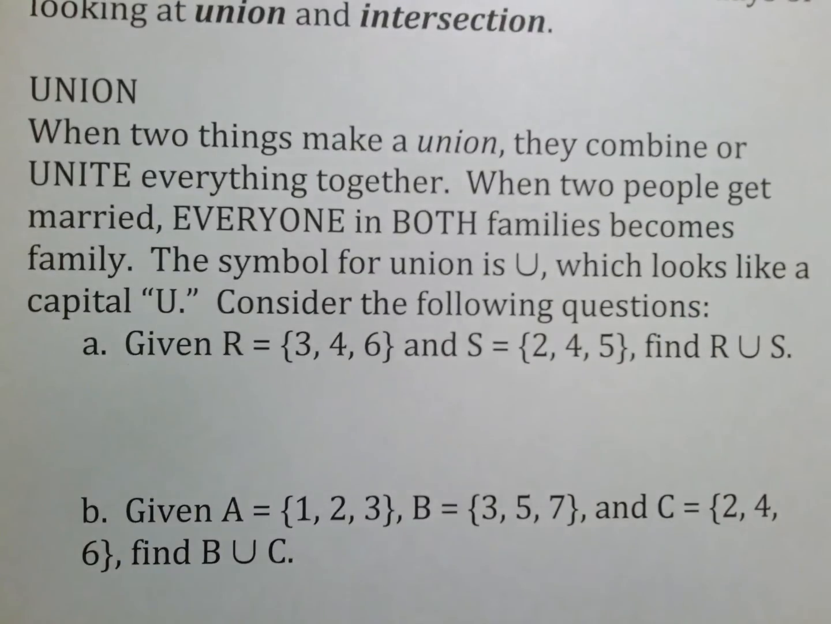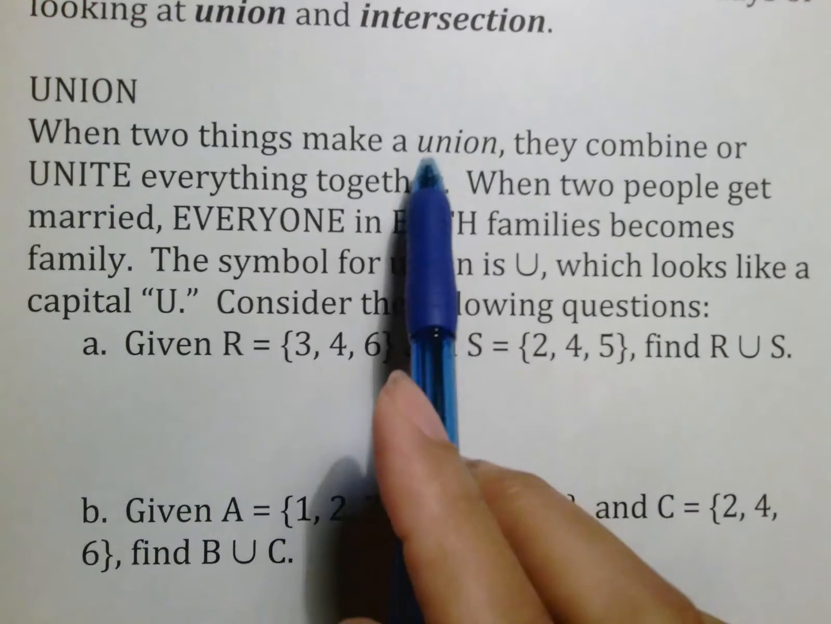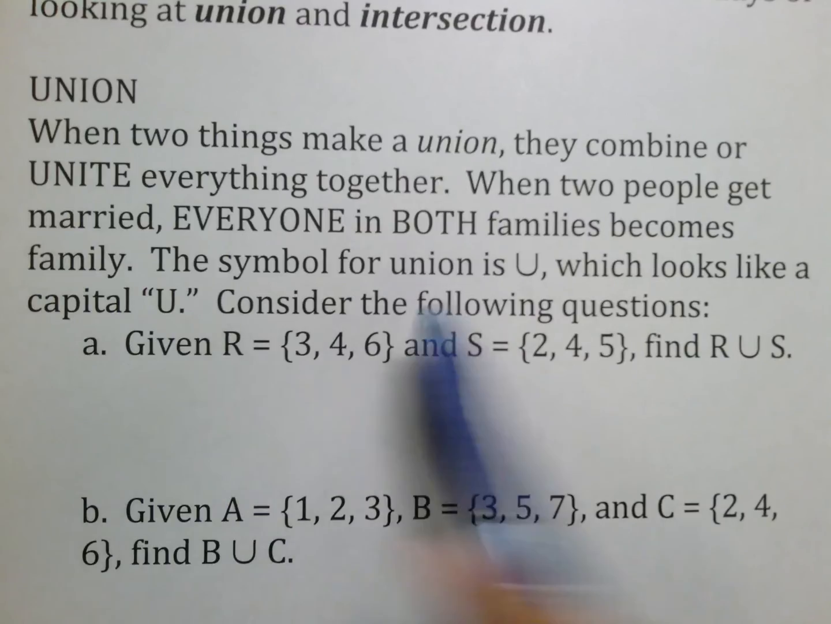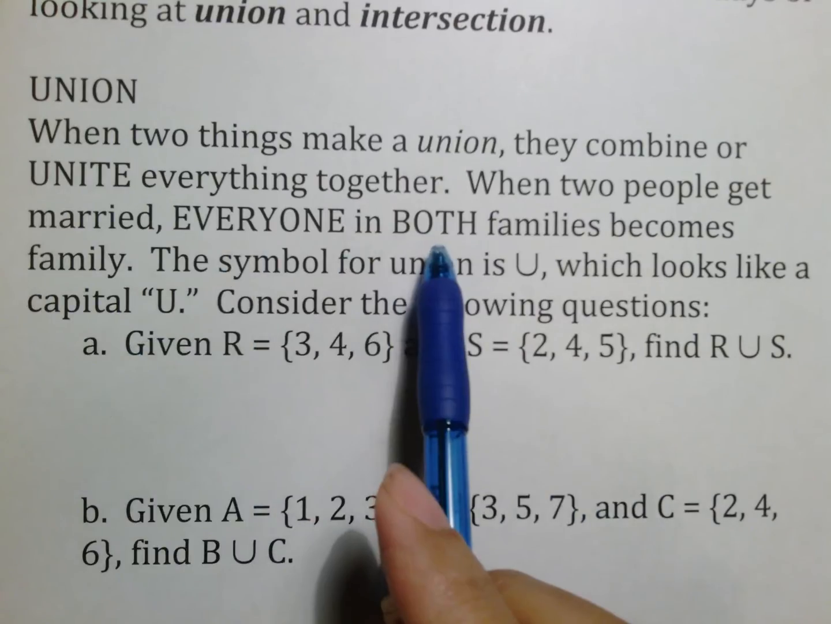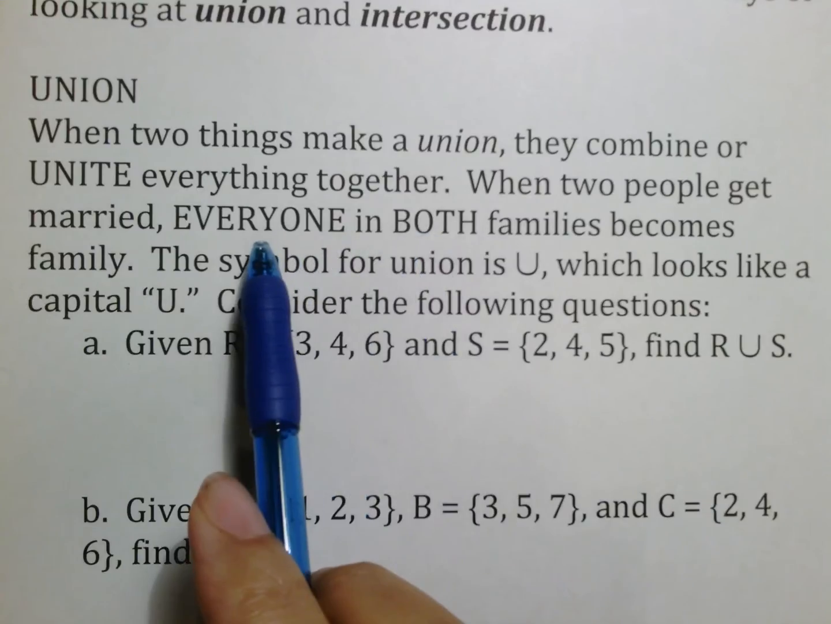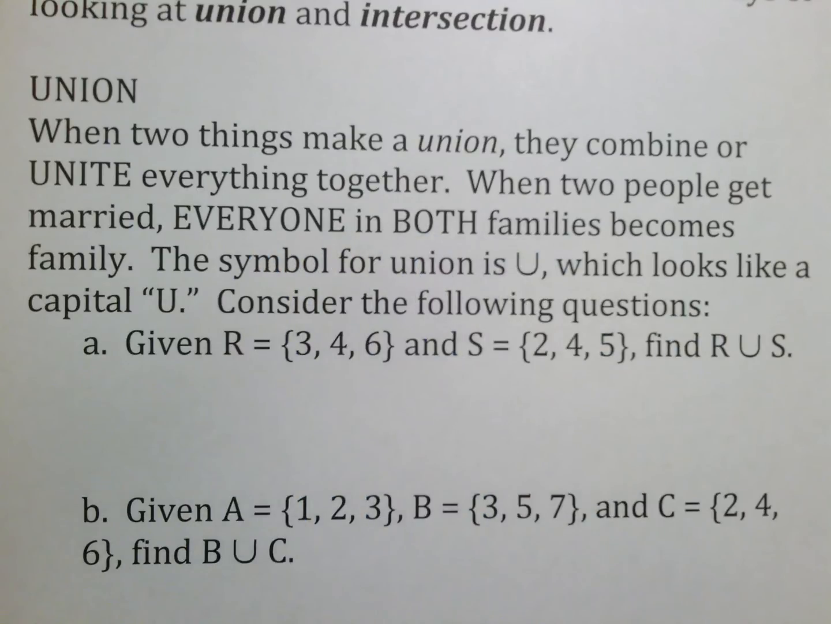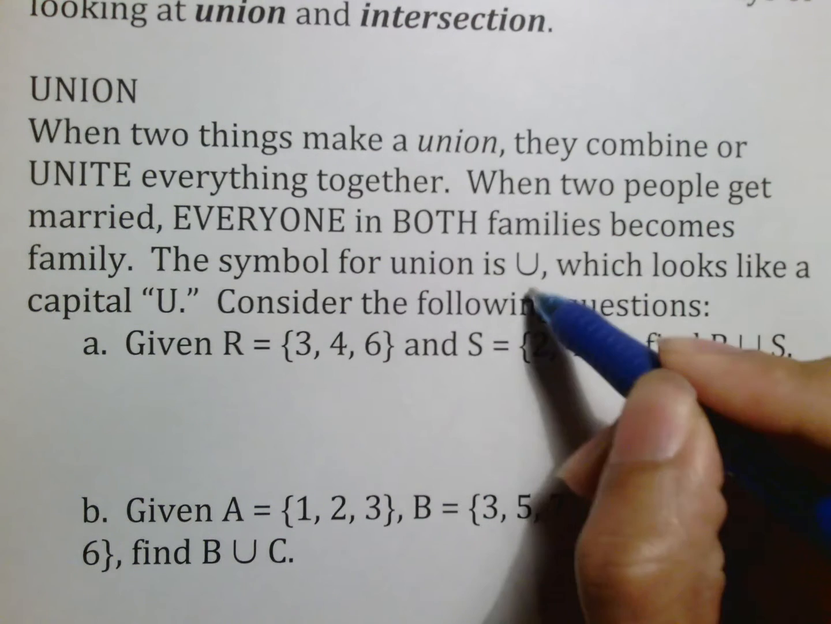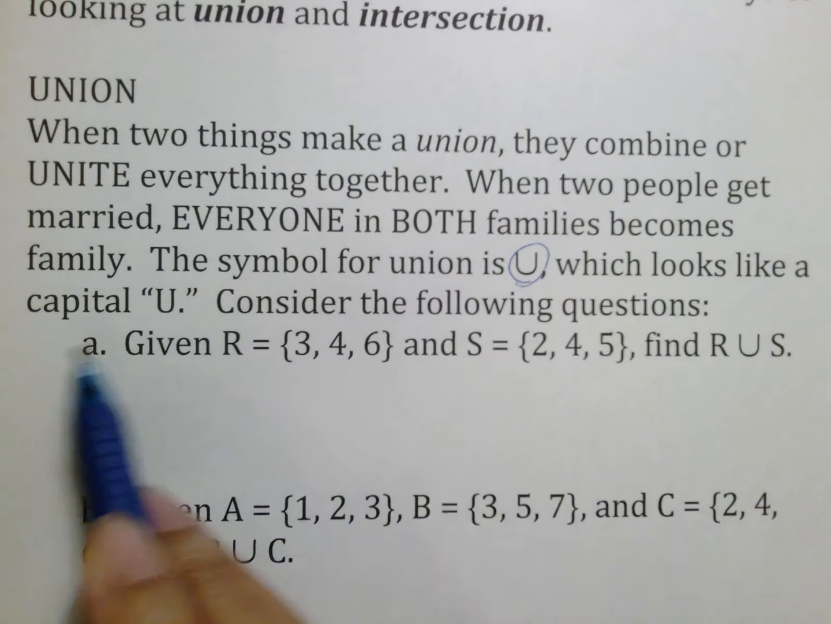Union, when two things make a union, they combine or unite. That's how I remember what union is. I just think about the word unite because that means that everything comes together. When two people get married, everyone in both families becomes a family. So everyone on the groom side is now related to everyone on the bride side, and they all unite as one big family. The symbol that you're looking for is this right here, which looks like a capital U.